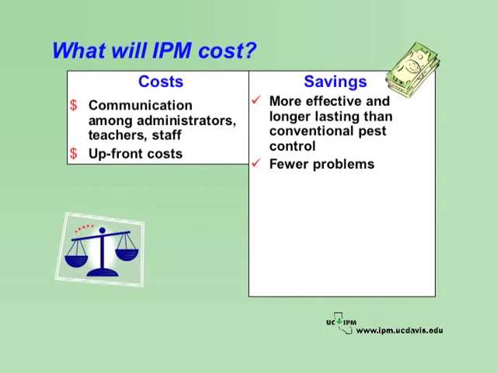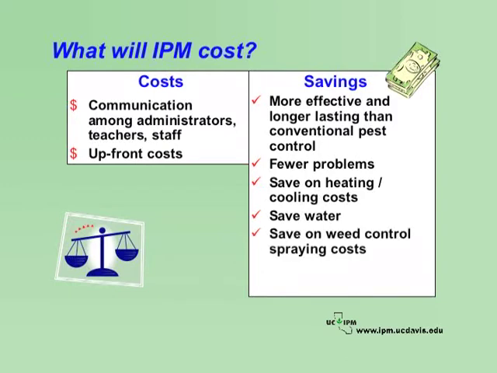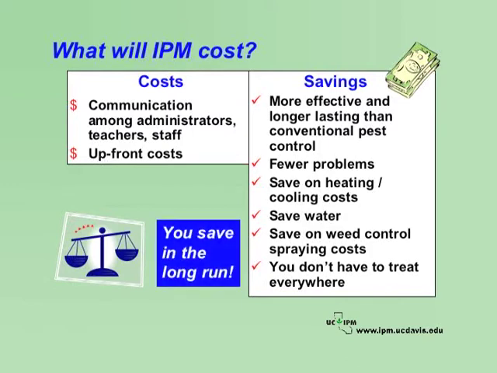Door sweeps and weather stripping not only keep pests out, but save on heating and cooling costs. Fixing leaky pipes to eliminate unwanted moisture will also save water. Mow strips and mulches save on weed control spraying costs. Regular monitoring for pests helps you focus your efforts on especially vulnerable areas. You save money because you are not treating everywhere. You will need to buy baits and traps and other IPM tools, but you will compensate by saving money on spraying costs.